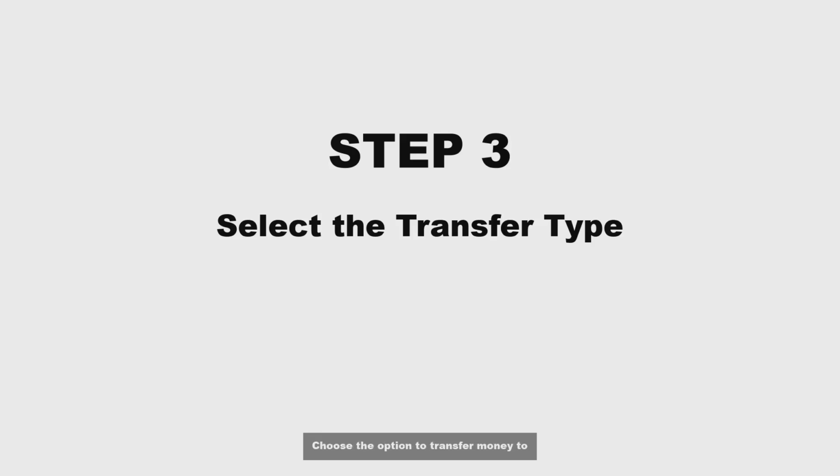Step 3. Select the transfer type. Choose the option to transfer money to another bank account. You may need to select whether you are transferring to an external account or another Chase account.